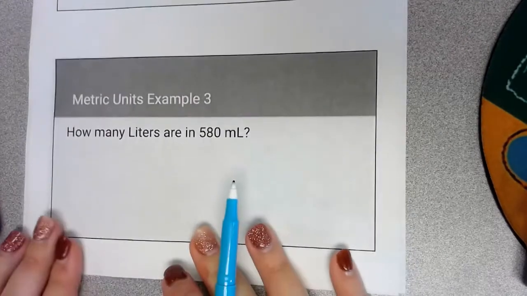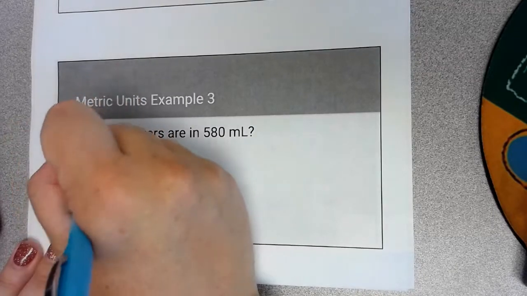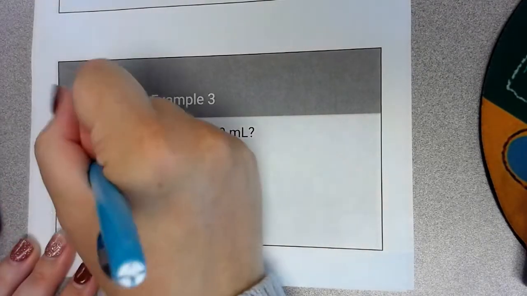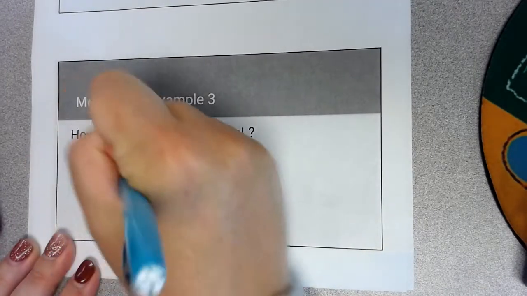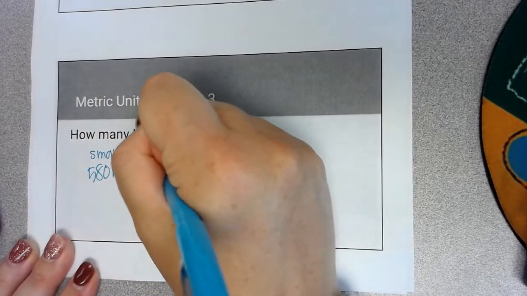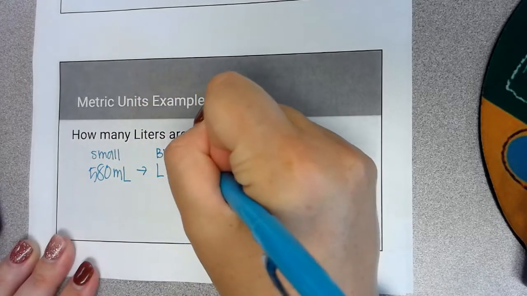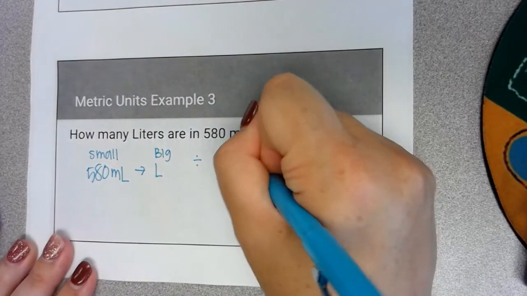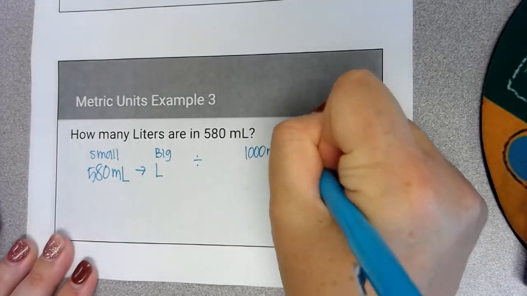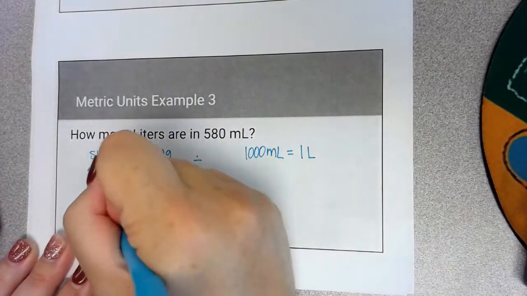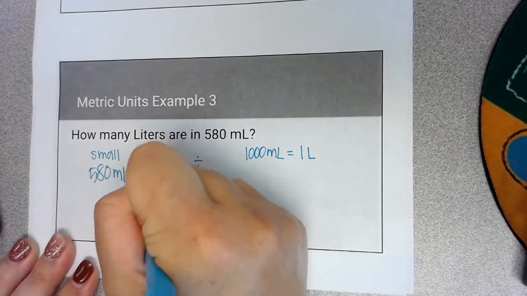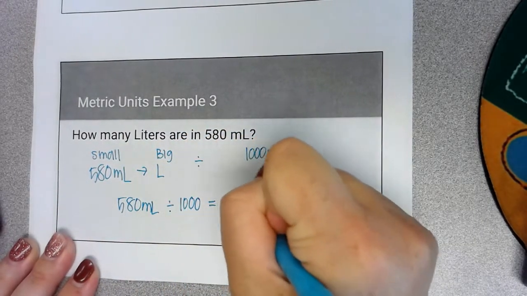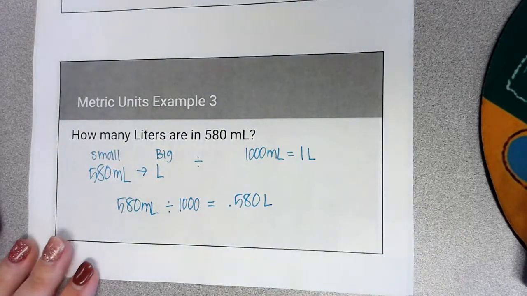And the last one is how many liters are in 580 milliliters. So milliliters is small, liters is big. So small to big, we're going to divide. So I know that 1,000 milliliters is equal to 1 liter. So 580 milliliters divided by 1,000 is going to give me 0.580 liters.